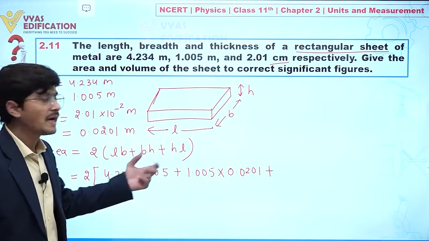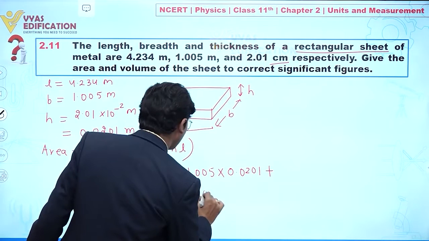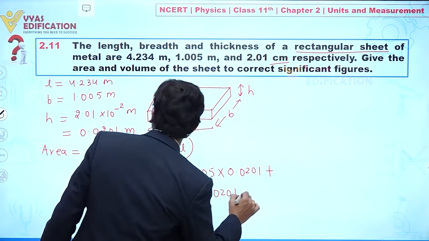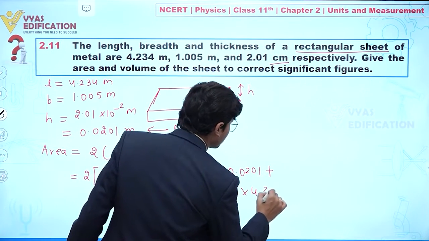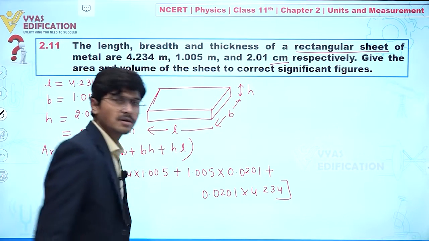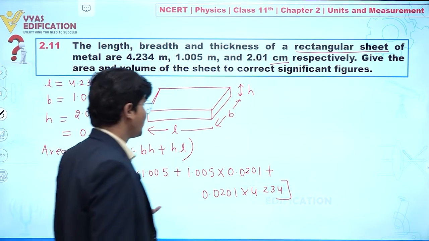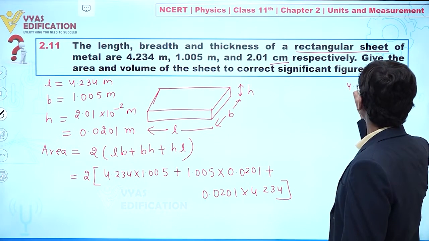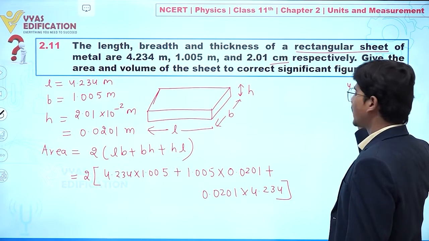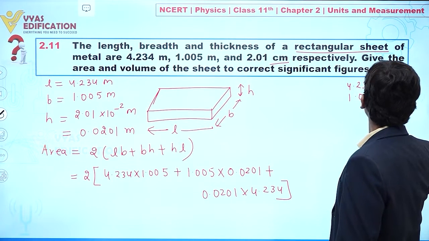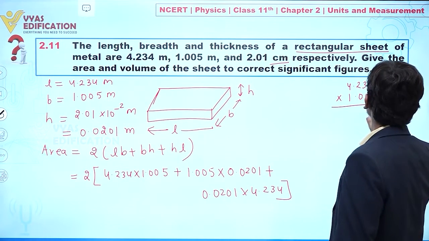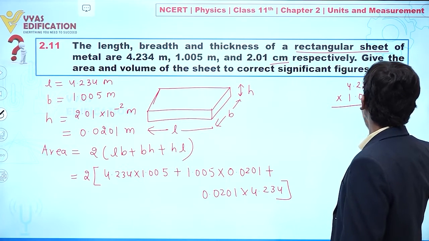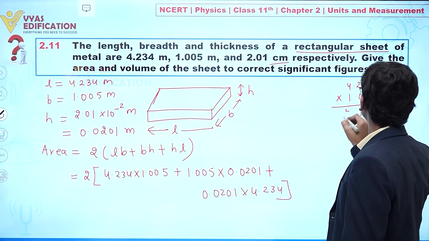Clear? Value of HL. H is given to you, 0.0201 multiply 4.234. Clear? So from here now directly we have to multiply it here. Clear? So directly you can say, let's suppose I am taking 4.314 and 1.005. If you multiplied it, you can say this is 20, we have 2, 17, we have 1, 11, we have 1, this is 21.